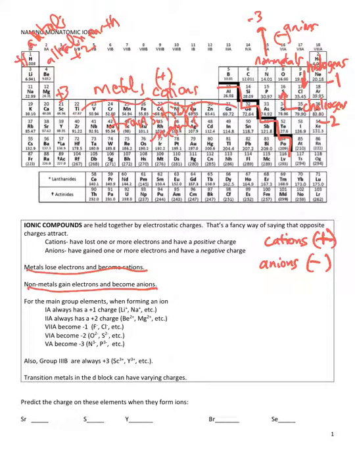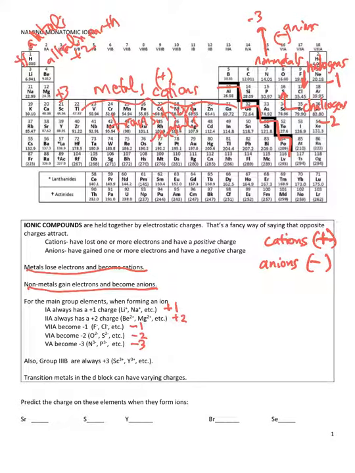And so the 1A always have a +1 charge. The 2A always get a +2 charge. 7A, the halogens become -1. 6A, the chalcogens become -2. And 5A become -3. So these are important things that you've just got to know, memorize. And also remember the group 3B, scandium, yttrium, they're always +3. And the transition metals in the D block can have varying charges.